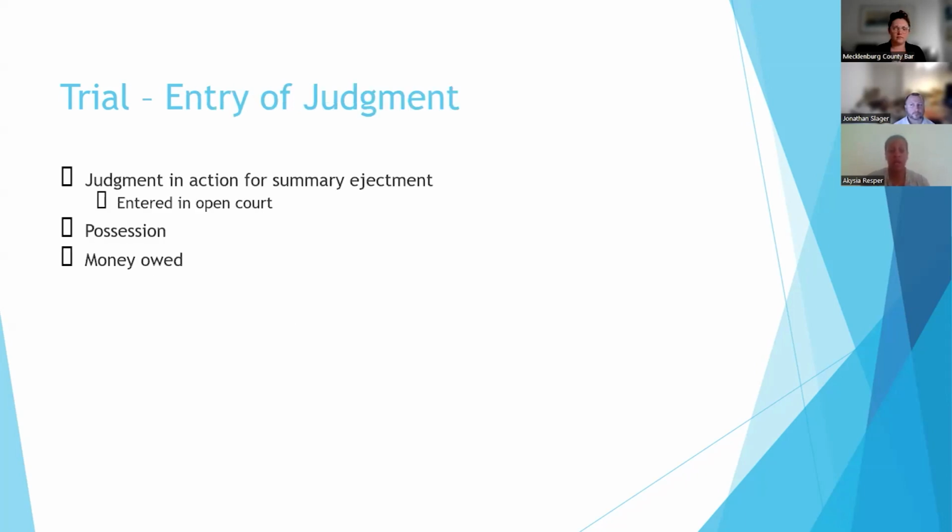So after everyone has the opportunity to speak and put on their evidence, the magistrate will enter a judgment, and it'll be on a form that's known as judgment action for summary ejectment. The judgment is generally entered in open court, so that just means after the conclusion of all the evidence, the judge will let everyone know their decision, who they're ruling in favor of. In most summary ejectment cases, there's basically two prongs. They're going to say whether or not you have been awarded possession, and if it's a non-payment case and you have a money owed claim, they'll say whether or not you received a money judgment.